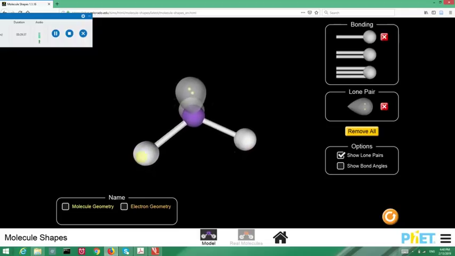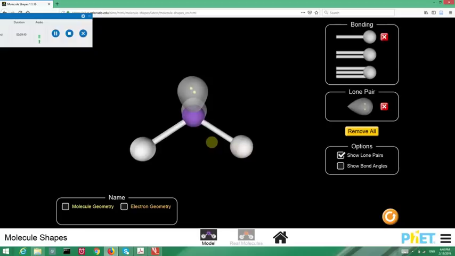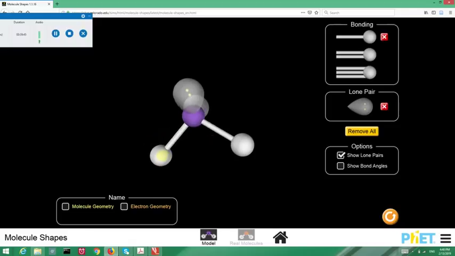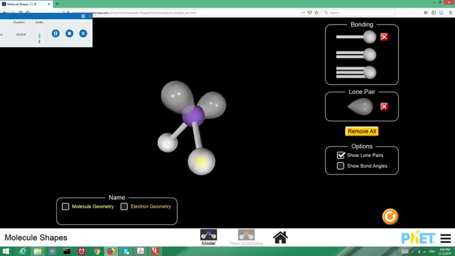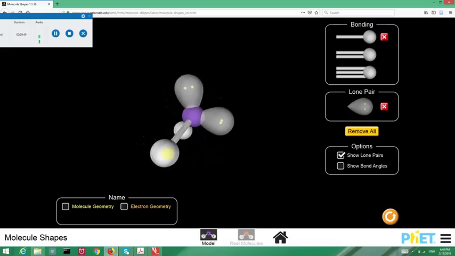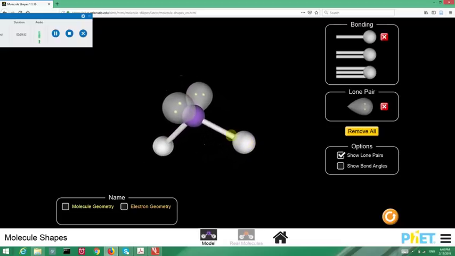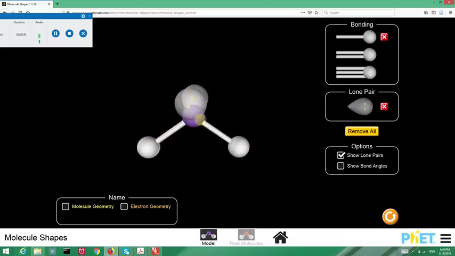So AX2E2 is another example of bent or V-shaped, but usually bent is the terminology we'll use. And there are still 2 lone pairs that go into the opposite plane, as we'll see as we rotate this around. So there's the two lone pairs there still, but the geometry that the three atoms themselves occupy is again V-shaped or bent.